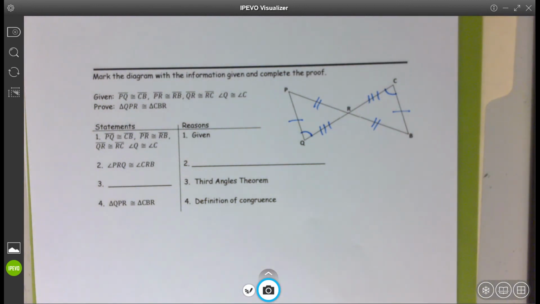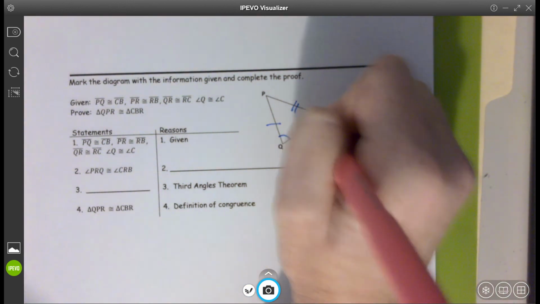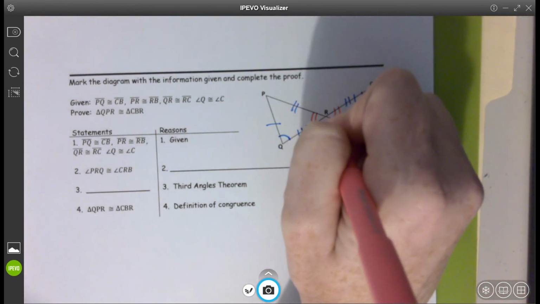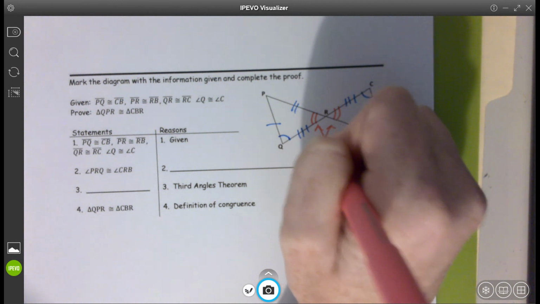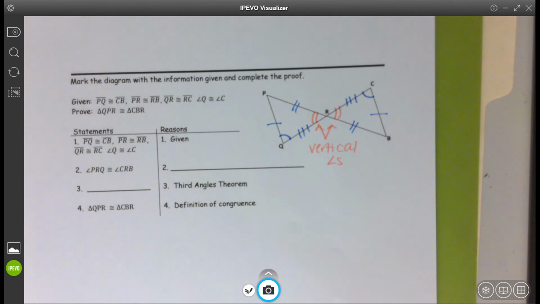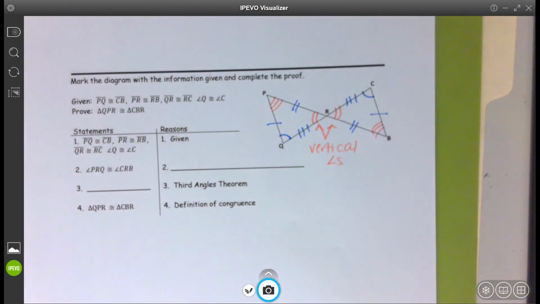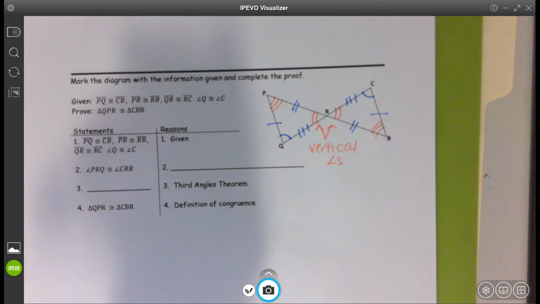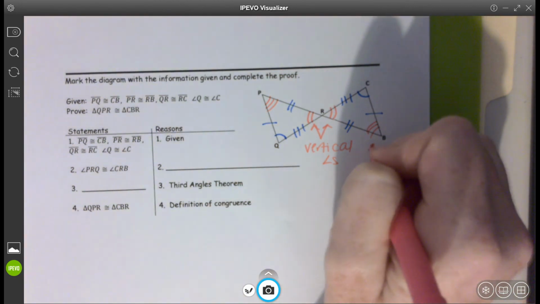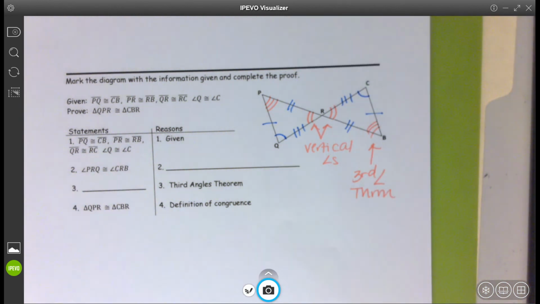So looking at my diagram, again, not looking at the 2-column proof, the first pair of angles I can see is right in the middle, and those are vertical angles. And then my last pair of angles will get 3 curve markings. And now remember, once we have 2 angles congruent to another 2 in another triangle, the third must be congruent by the third angle theorem. Okay, I'm just abbreviating theorem.